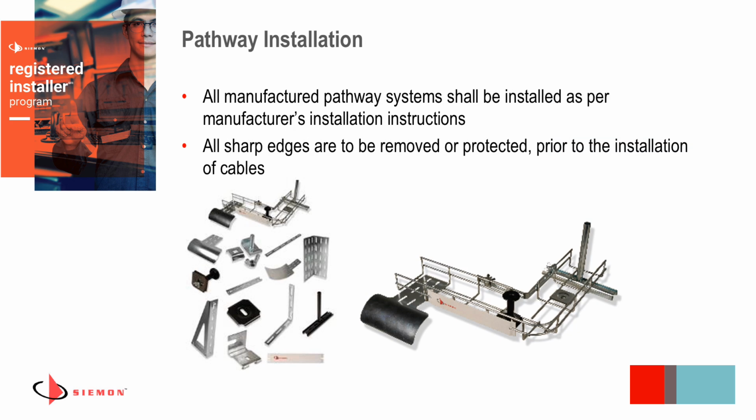When installing overhead pathway systems, which is typically going to be a basket tray or ladder rack of some type, it's important to be installed per the manufacturer's instructions. More importantly, it's important to have all sharp edges removed prior to the installation of cables, as that can have an adverse effect on cables, whether it be copper or fiber cables. You don't want those jackets to become damaged or scored. Finding those problems can be a very difficult and time-consuming process. You want to make sure that the pathways are free and clear of all sharp edges along the way.